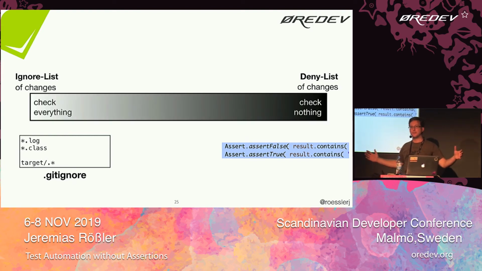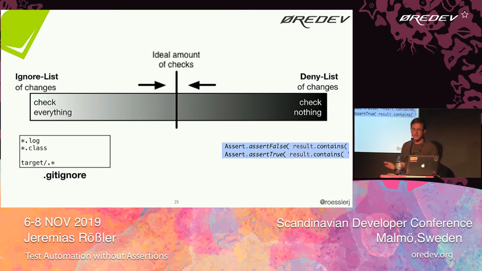And this is a spectrum, right? So on the one extreme, if you have no assertions, you ignore everything, so you check nothing. On the other extreme, if you have no git ignore, you check everything, right? This is the spectrum we're moving, and we want to be probably somewhere in the middle, right? We don't want to check everything, but we don't want to check nothing, so this is where we want to go. Another question is, what's the better approach to get to that point where we want to get?